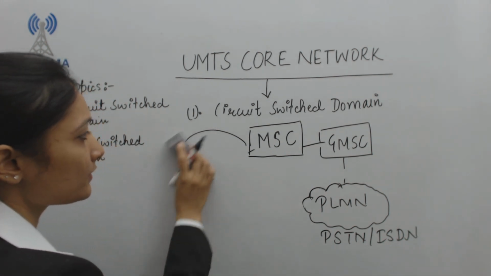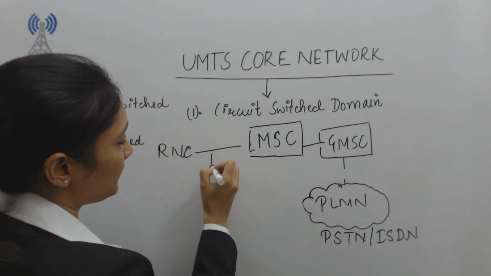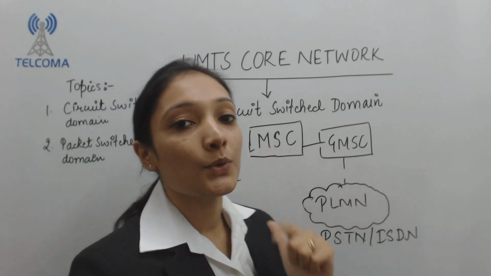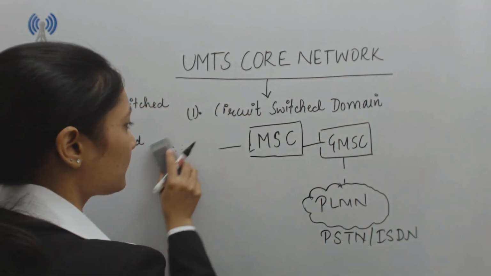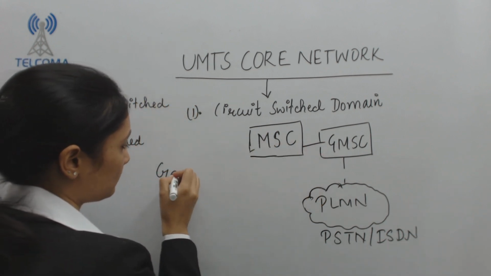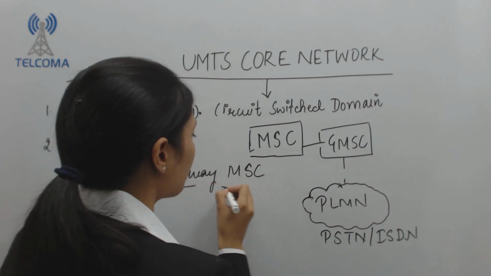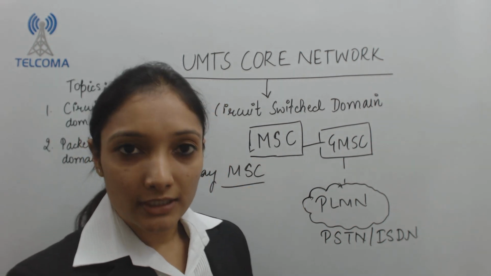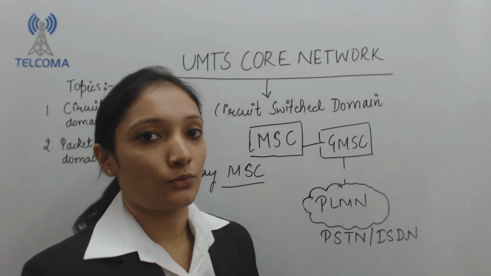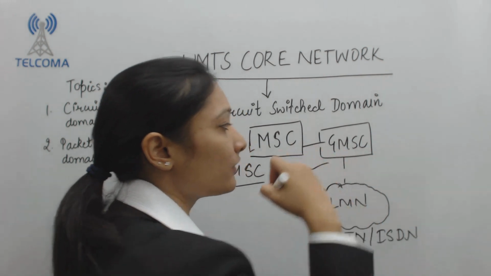Now after Mobile Switching Center, this was the IUCS interface. Now MSC is connected to GMSC. So what does GMSC refer to? GMSC refers to Gateway MSC, that is Gateway Mobile Switching Center. Now we know that a gateway acts as a path or as a bridge between two different nodes, that is two different networks. So all the incoming and all the outgoing calls are routed through our GMSC.